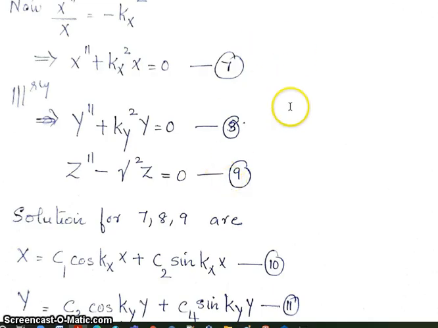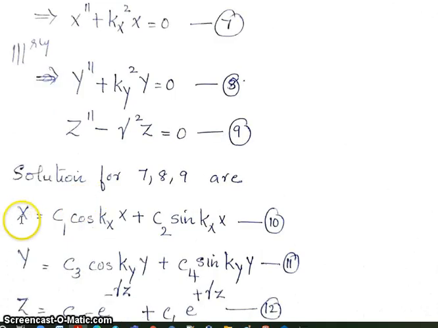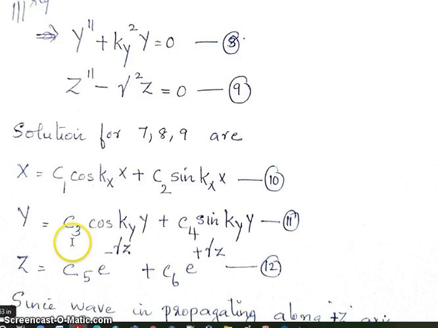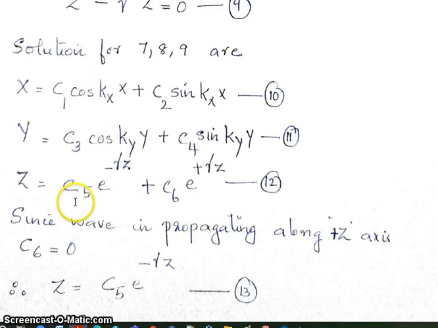Now the solution for 7, 8 and 9 is: capital X is equal to C1 cos kx x plus C2 sin kx x. Similarly, Y is equal to C3 cos ky y plus C4 sin ky y, and Z is equal to C5 exponential minus gamma z plus C6 exponential plus gamma z. Here you are getting a different solution because the electromagnetic wave is propagating along the z axis. That is why in this equation you are having the exponential term.